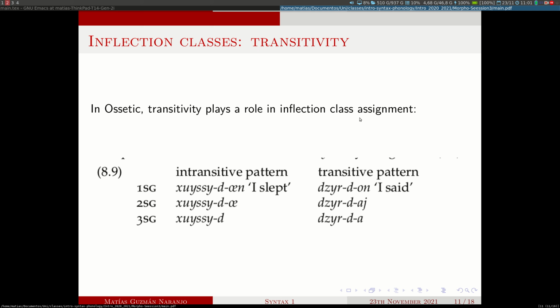Transitivity can play a role in inflection class assignment. So this is Lezgian, and you see two different inflection classes. The point is in the vowels here that go across the first, second, and third singular. And this pattern is used in intransitive verbs, and this is used in transitive verbs.